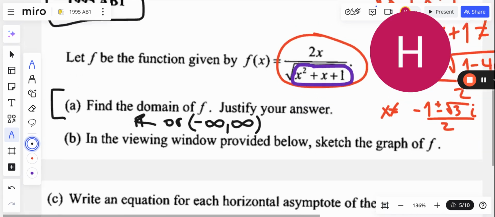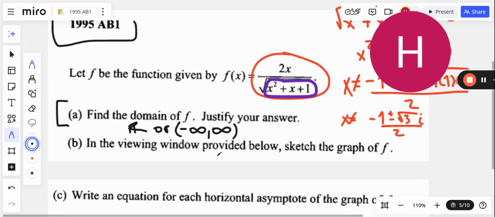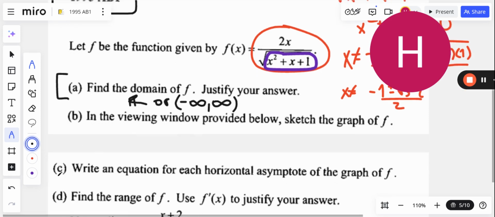Now, they gave us a viewing window in the original problem, but I've cropped that out. It says, in the original viewing window provided below, sketch the graph of f. Sketching the graph is going to come down to us being able to identify any vertical asymptotes, horizontal asymptotes, those kinds of things. In fact, question C asks us for the equation of each horizontal asymptote. So it's going to be useful for us to use things like the derivative, understand regions of increasing and decreasing, also understand regions of concavity.